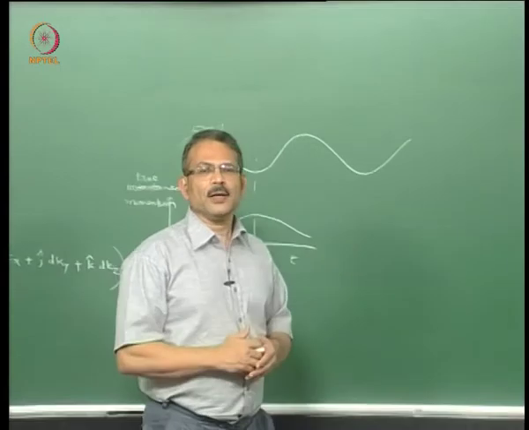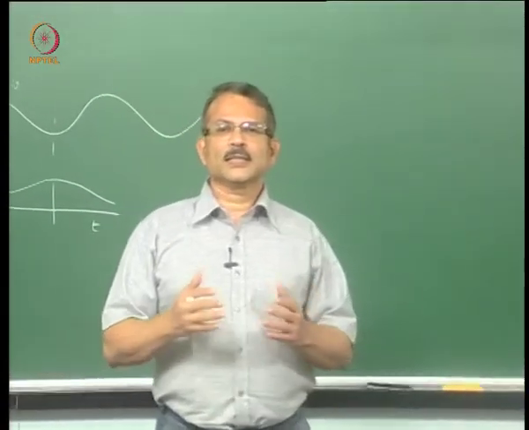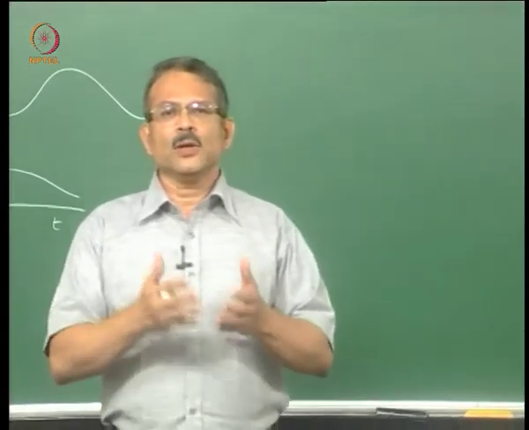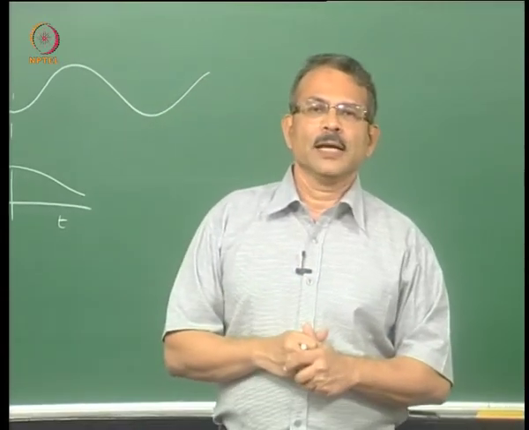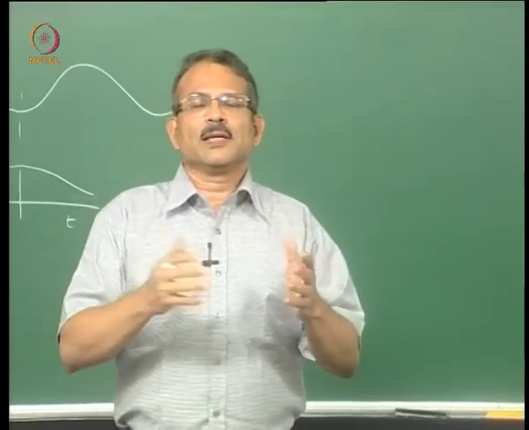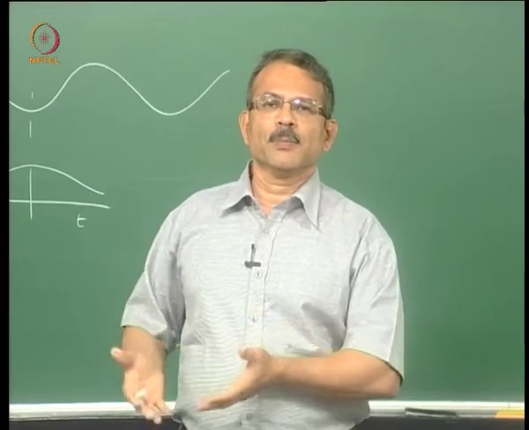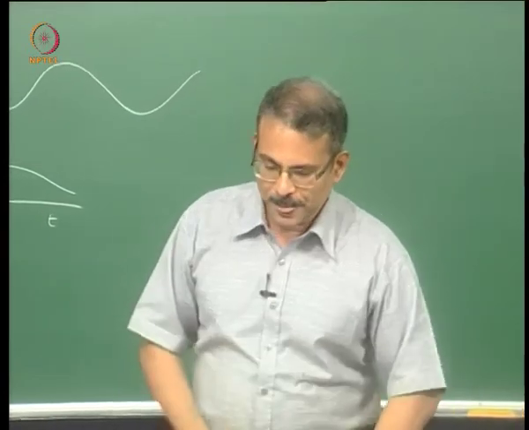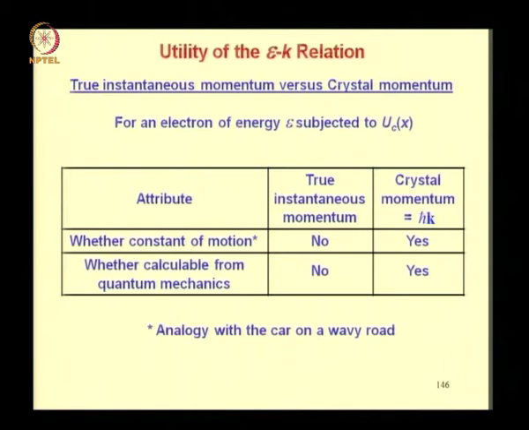Now the picture for the electron in a crystal is similar. The electron is subjected to a periodic crystal potential, and therefore you cannot deal with the true instantaneous momentum because it is going to be affected by the crystal potentials. Another difference between the two is that the true instantaneous momentum cannot be calculated from quantum mechanics easily, whereas the crystal momentum can be easily calculated from quantum mechanics.